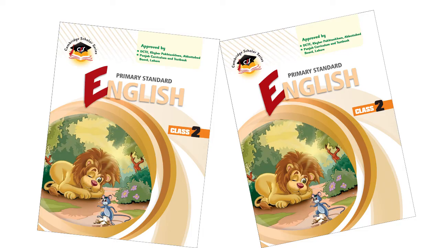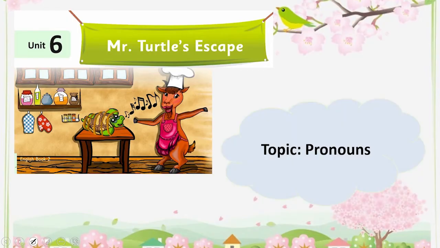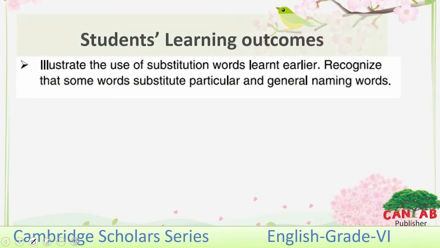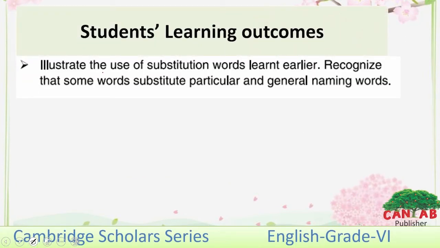Before starting the lesson, dear students, you must have with you class 2 English textbook. We are going to start our lesson from unit 6, Mr. Turtle's Escape. And today's topic is pronouns. The objectives of this lesson are: illustrate the use of substitution words learnt earlier, recognize that some words substitute particular and general naming words.